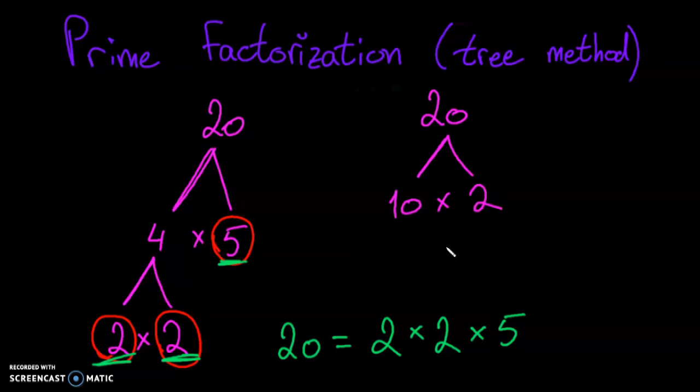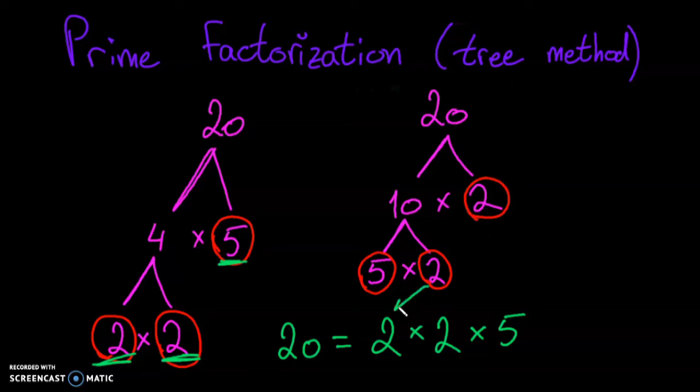Now we look at the 10. 10 is not a prime number. We can separate it even further. 10 can be written as 5 times 2. Now 5 is a prime number, so we're going to circle that. 2 is also a prime number. And here, 2 is again a prime number.